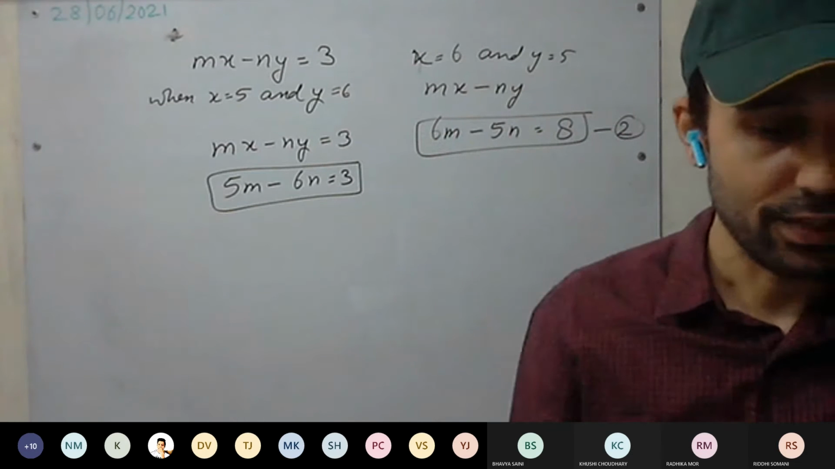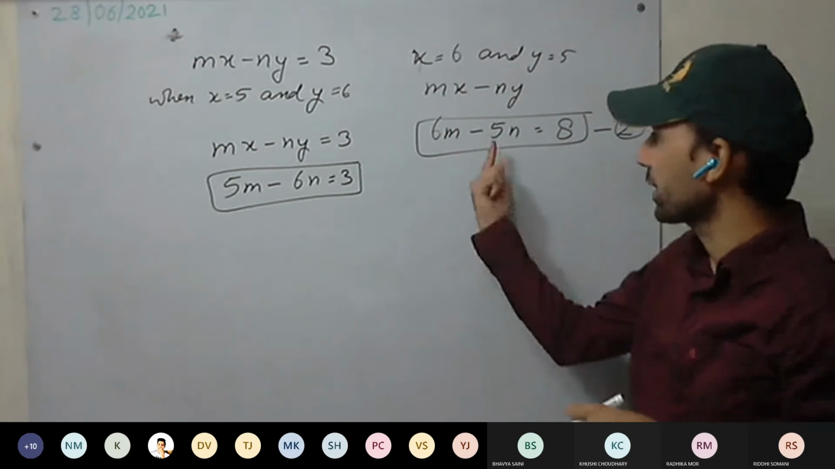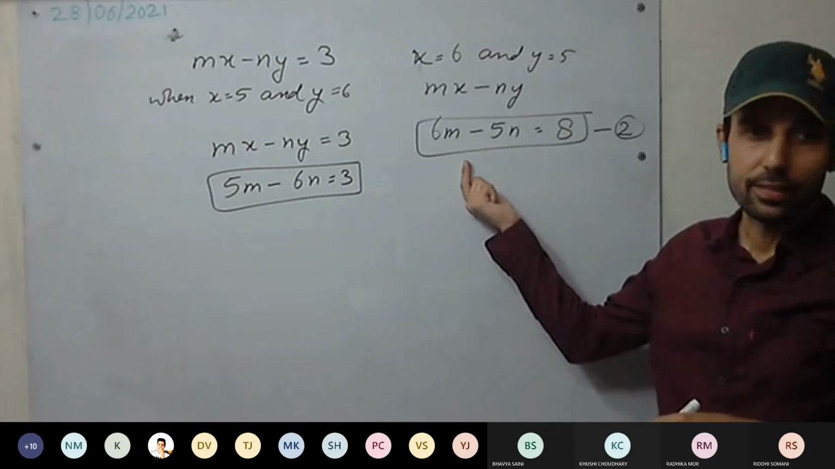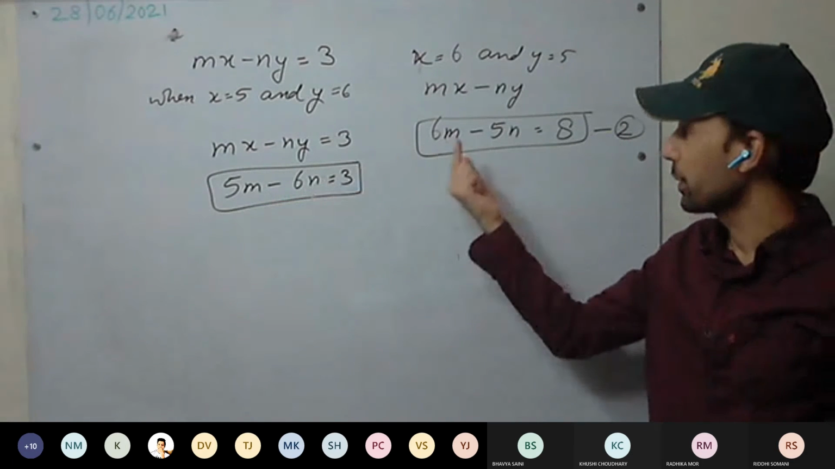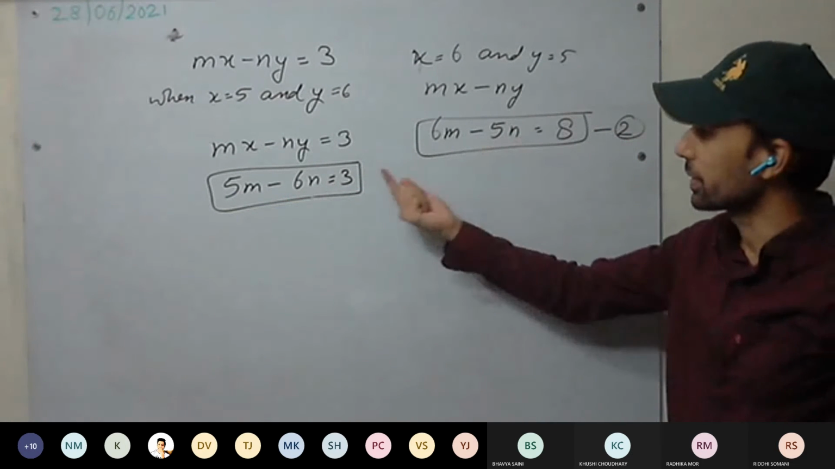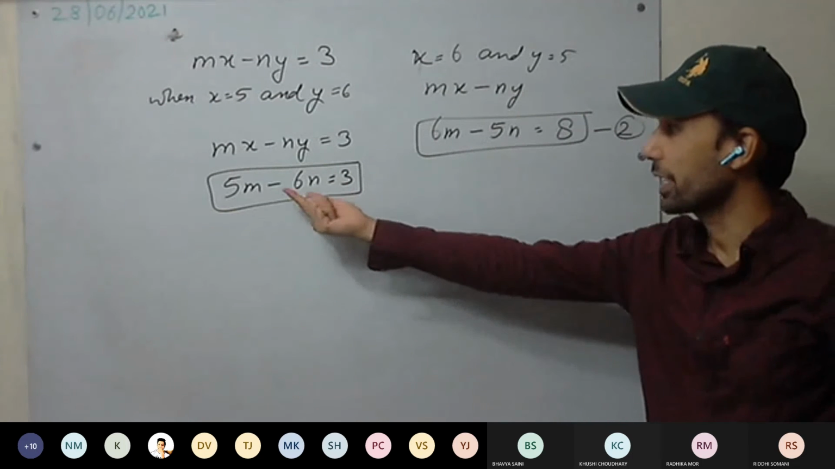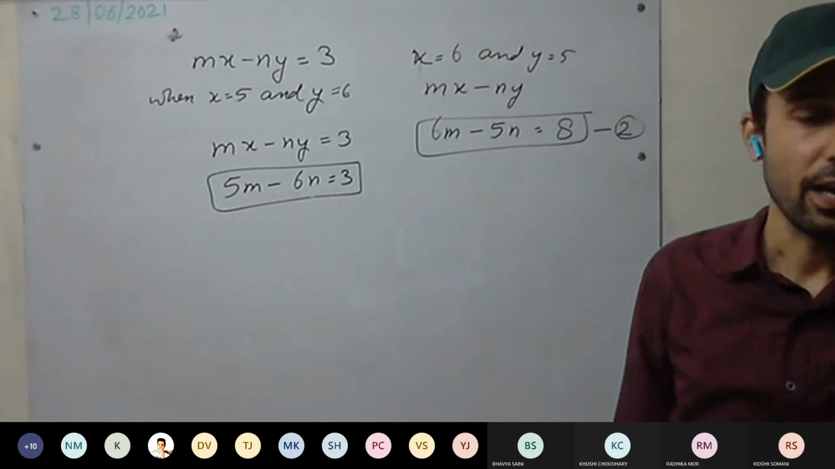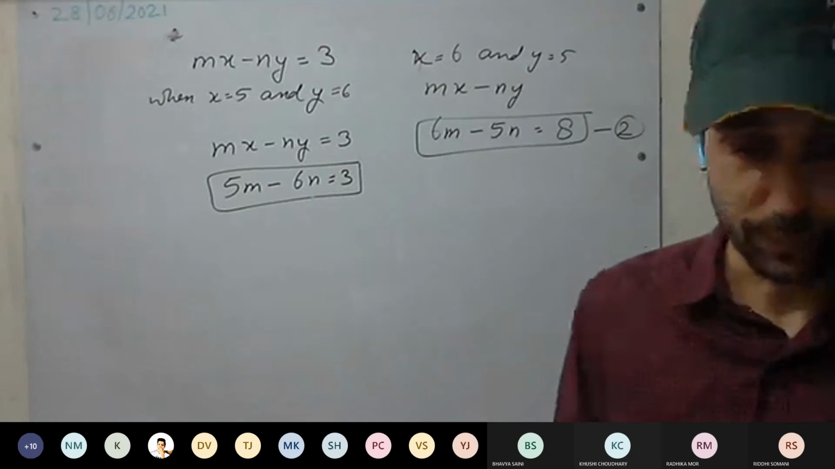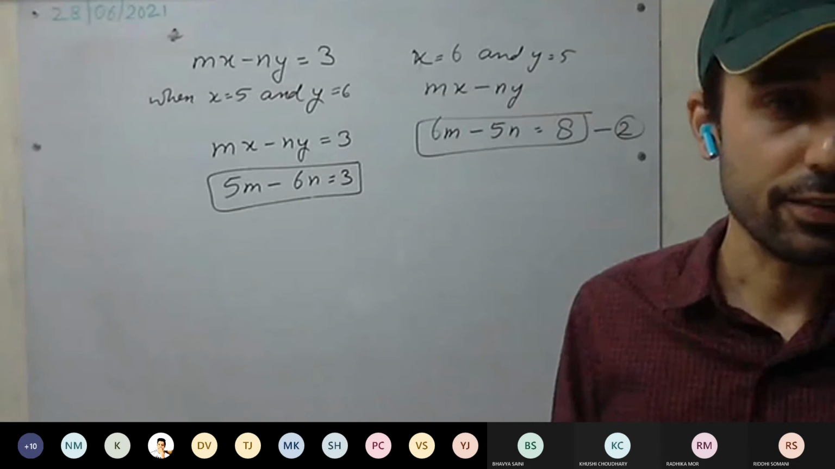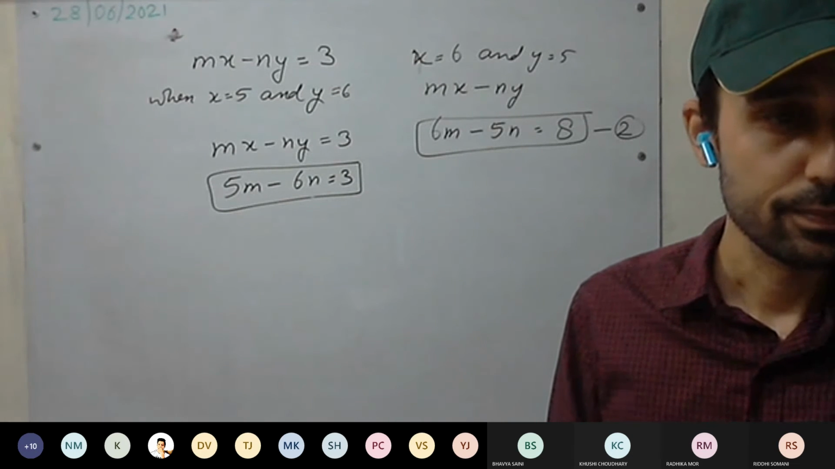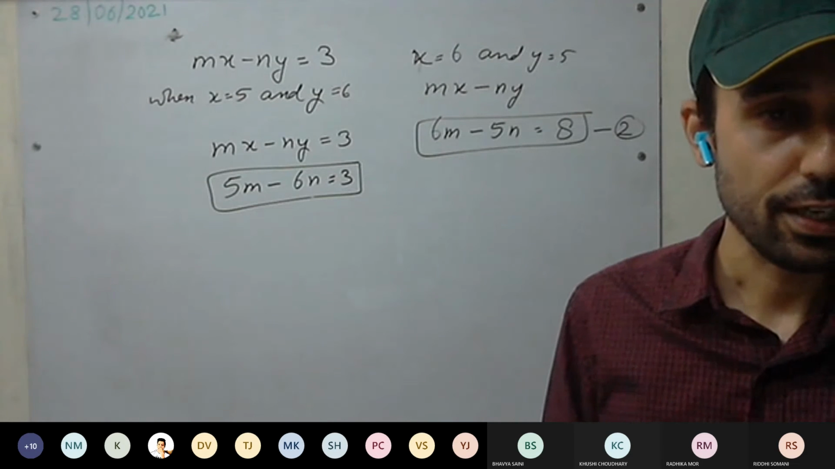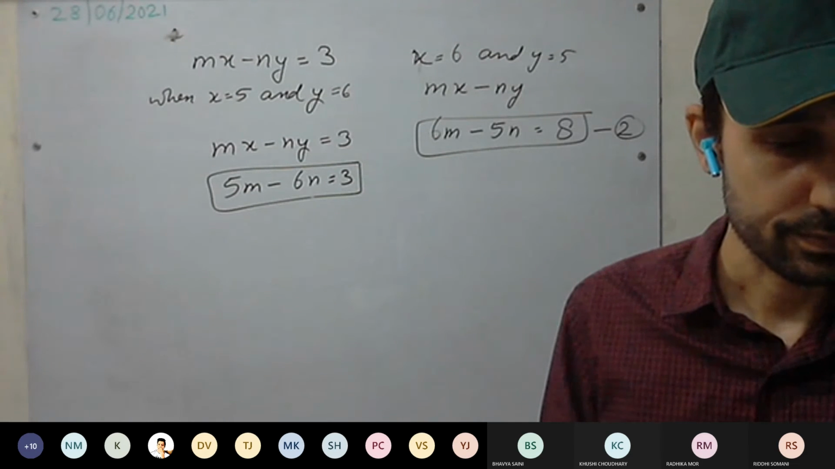And we have to find the values of m and n. Now can we solve it? We have got linear equations in 2 variables. Here as well, linear equations in 2 variables. Solve these 2 equations, we get the values of m and n. Have you understood the question? That is more important. Anyone who hasn't understood the question?